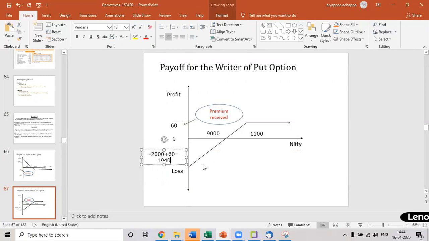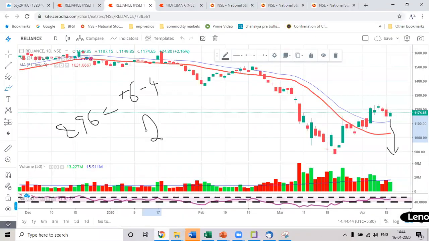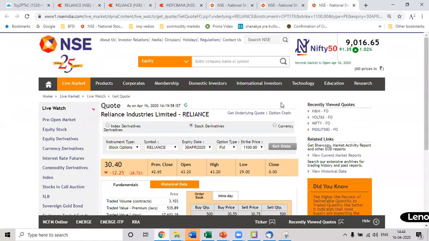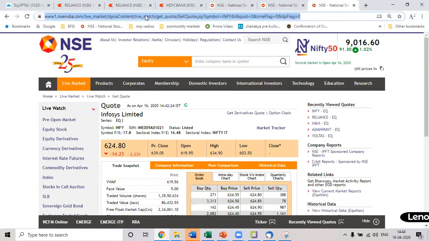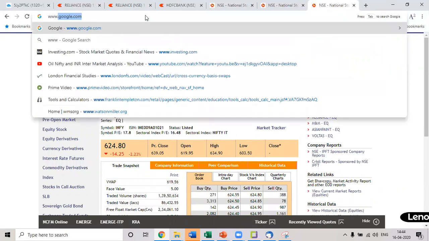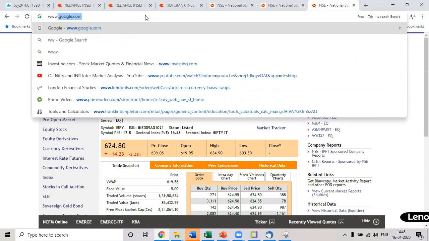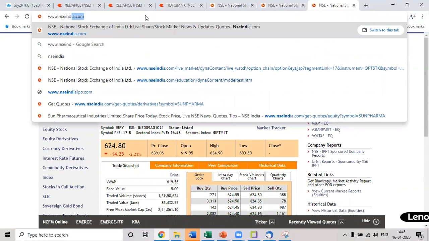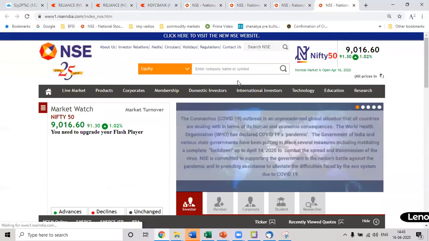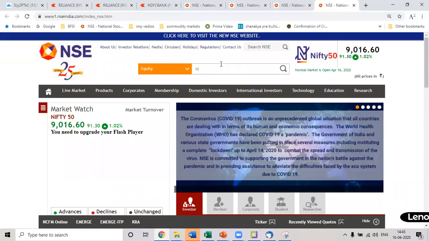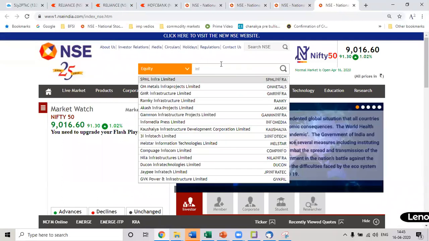So for any stock that you want to see a put option, you can go to nseindia.com. For example, I feel Infy's share price will go down. So I select Infosys Limited. I'll write the steps: www.nseindia.com. You can go to the old website, click here, go to the old website, type Infy.